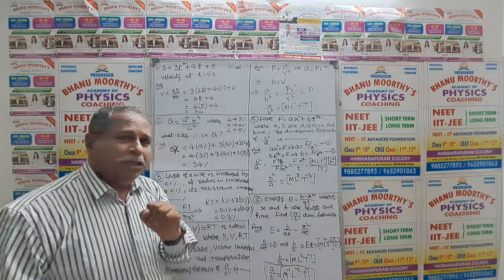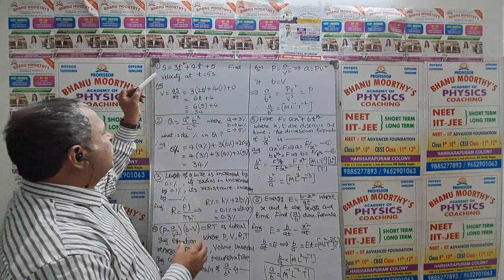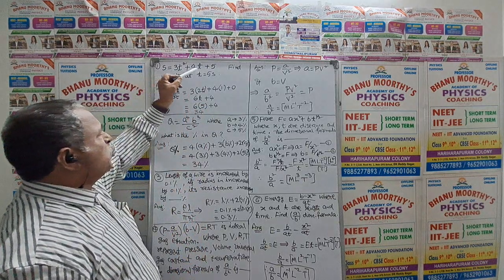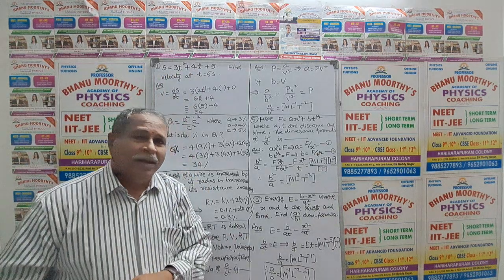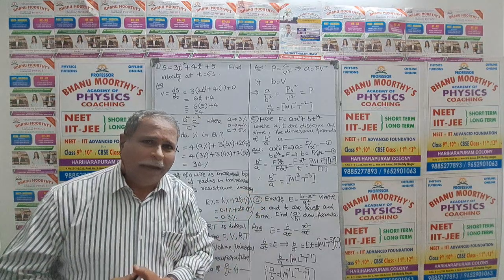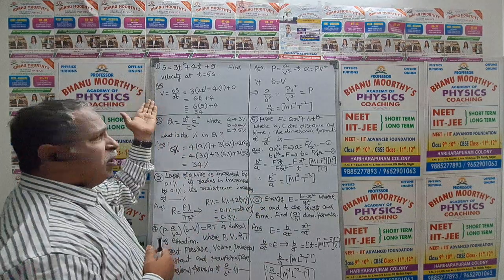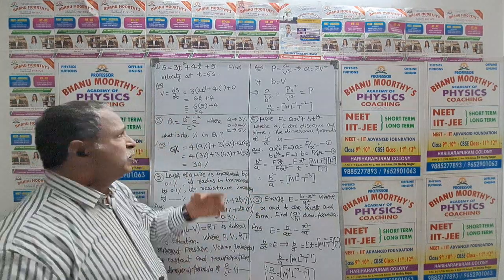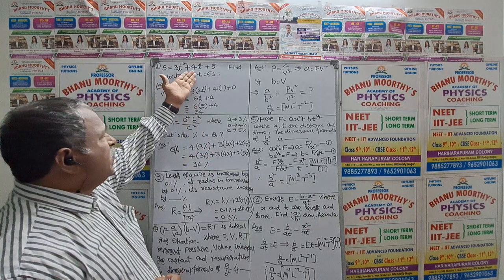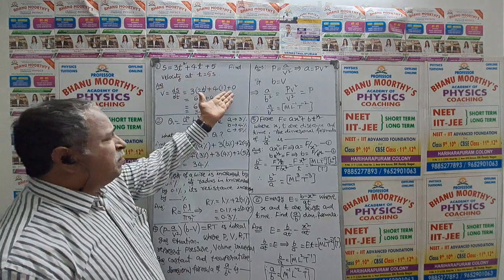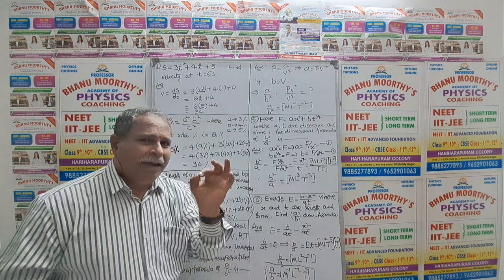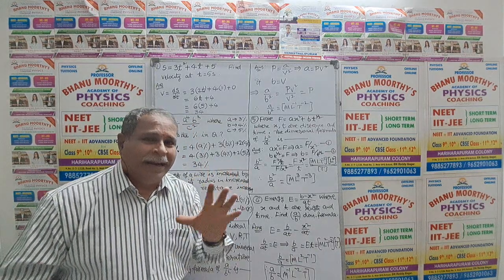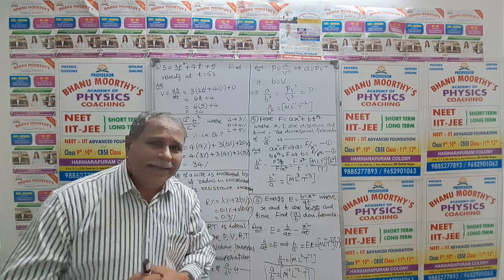Now the first question: displacement is given as 3t square plus 4t plus 5. Find the velocity at t equals 5 seconds. It's nothing but a differentiation problem. If displacement is given, velocity is the rate of change of displacement. Differentiation of t square is 2t, differentiation of t is 1, differentiation of a numerical value is 0. So we got 34 as the answer. It's a very simple question they asked in the Phase 1 entrance examination, IIT-JEE Mains.